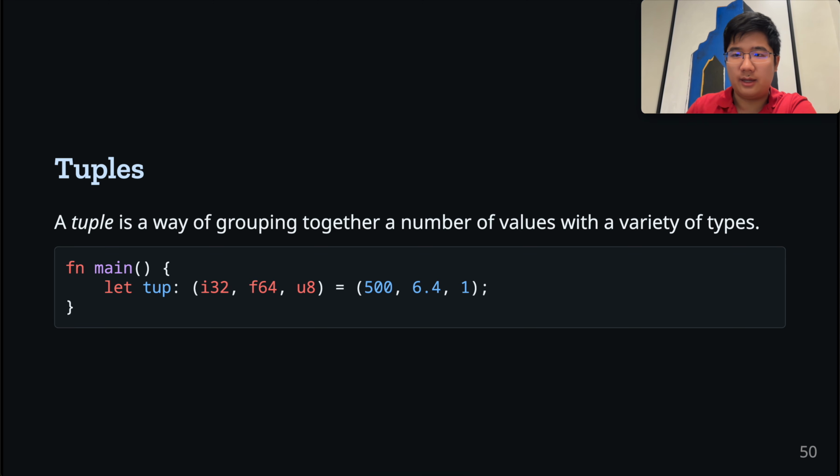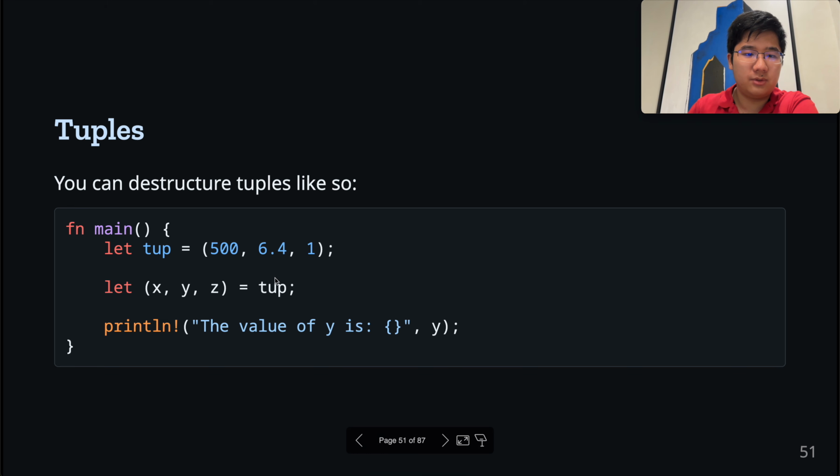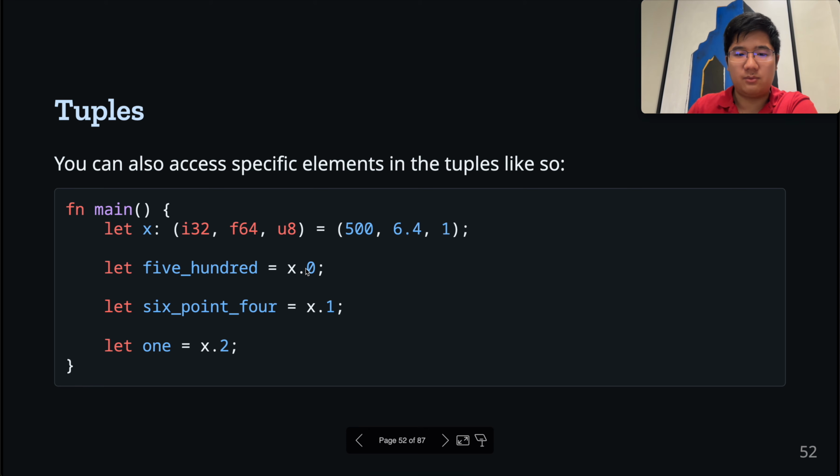A tuple, if you're familiar with the functional languages, this should be familiar. A tuple is a way to group together a number of values with a variety of types. You can think of these as, if you're coming from C, structs without field names. It's just a way of packing together data without having to name each of the fields. Technically here, the fields are named 0, 1, and 2, like .0, .1, .2. You can destructure the tuples as so, which we'll call pattern matching. We'll talk about this more later. And we can also access the specific elements with .0, .1, and .2.